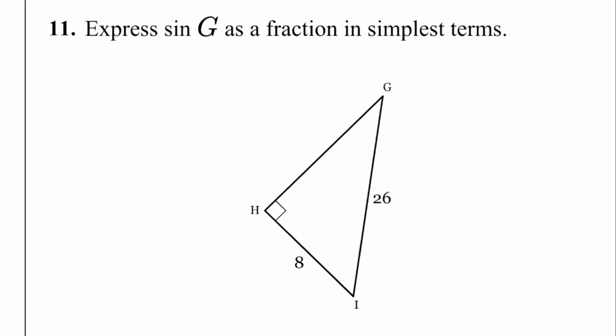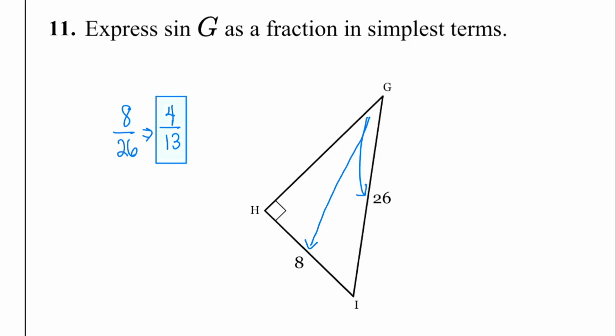Express sine of g as a fraction in simplest terms. The sine of g is going to be opposite over hypotenuse, and that's going to be 8 over 26, which simplifies to 4 over 13. This is probably the most simple type where you don't have to actually find this third side. If they were to ask us for cosine, we would have had to find it, or tangent, but they were nice enough not to. This particular problem is not in a Pythagorean triple, but we also didn't have to find it either. So hopefully that was helpful.